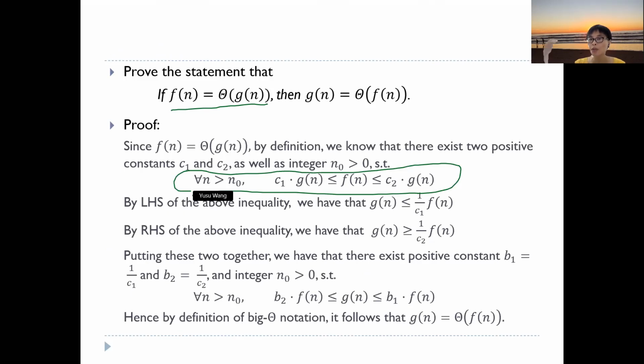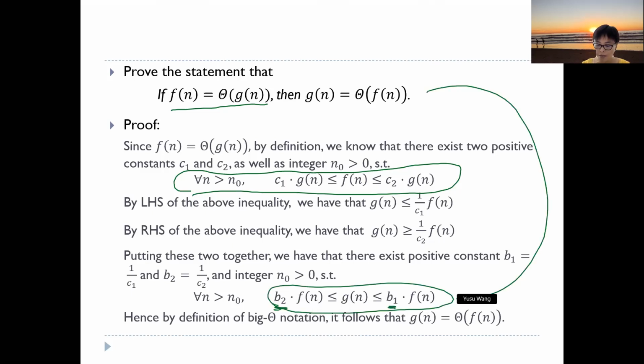And what is our target? Our goal is to prove that there are some other constants so that this relation holds, because this would then imply g of n is in the big theta of f of n. So what you need to do is use this relation to help you get to this relation. And that is not very hard. You just need to take these two inequalities and then flip the constant. Then you get this inequality.